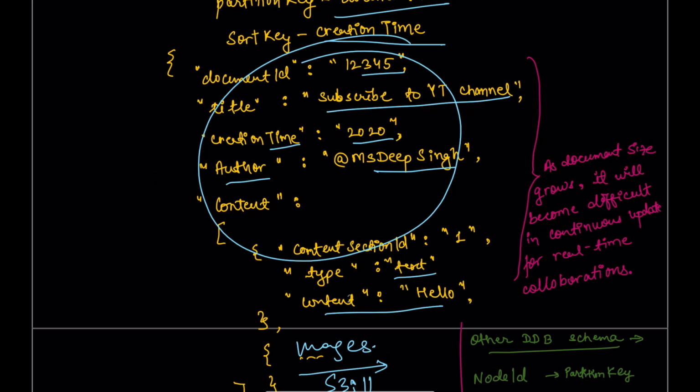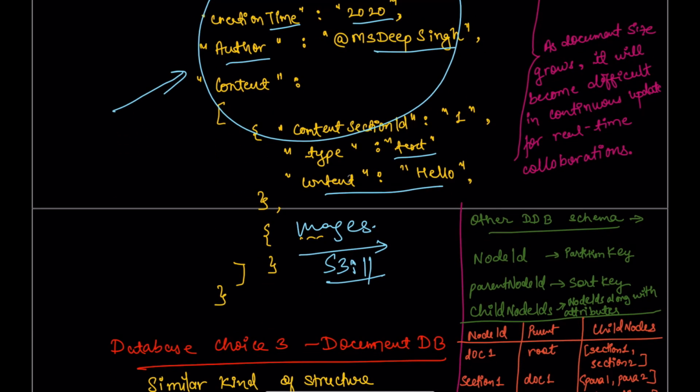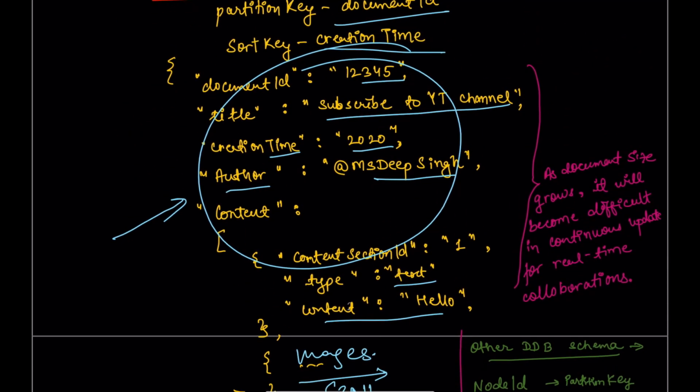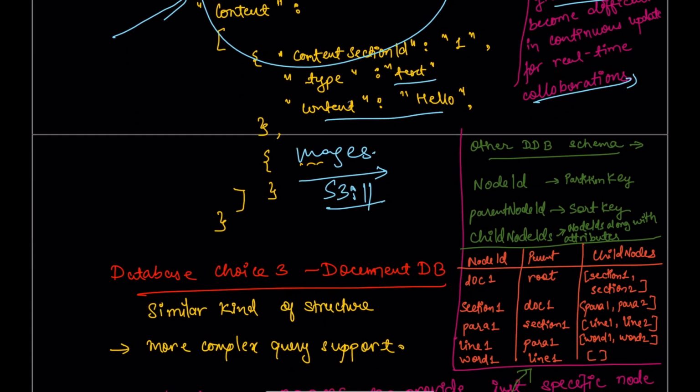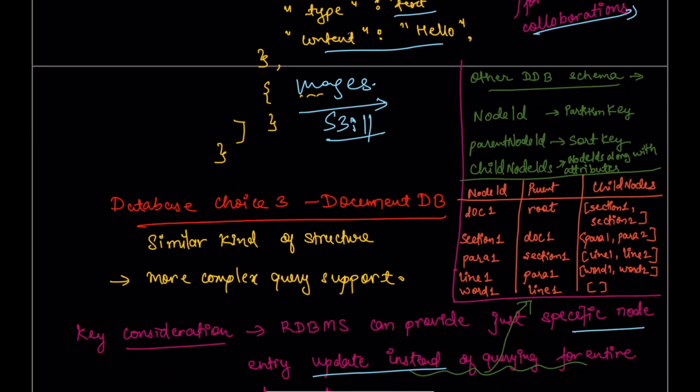That's not a good way to go about it, because there are multiple users, as we mentioned, and it can be a huge document. So this might not be properly scaled for our use case. I also added here that as the document size grows, it will become difficult to continuously update for real-time collaboration. So definitely this doesn't seem to be a very good design, but there is another way to go about it.